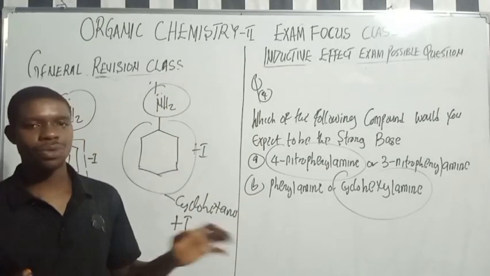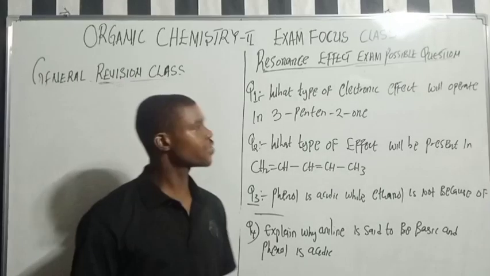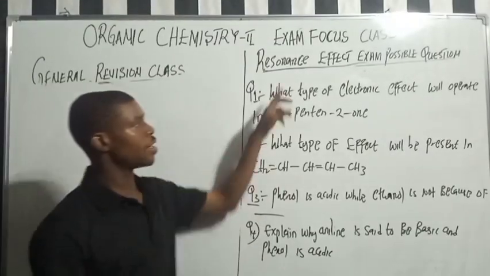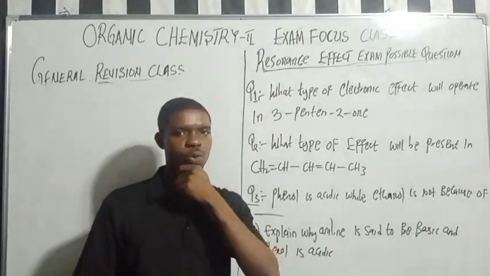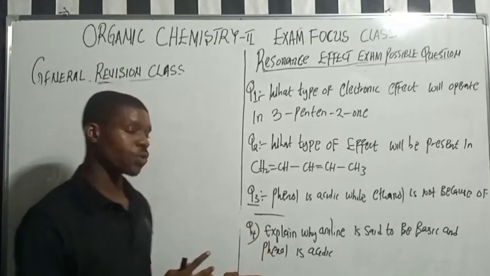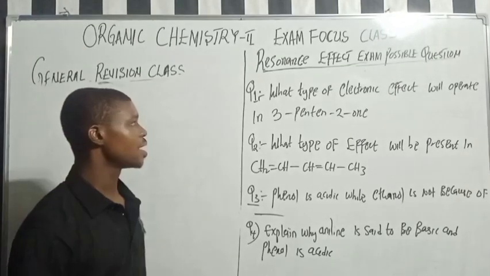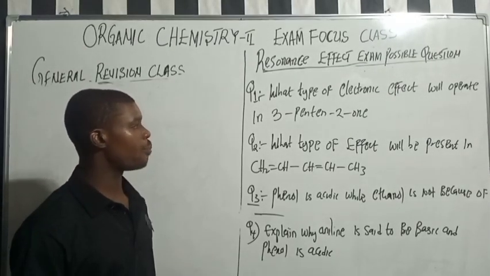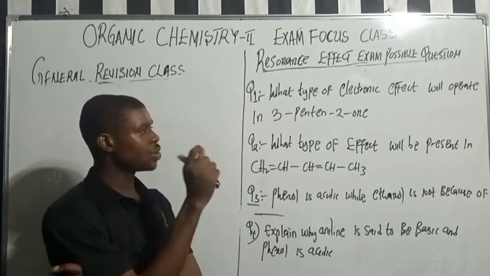So the next one I want to look at is the resonance effect. So let me review the resonance effect, possible exam questions. So these are the type of questions you will likely see in the exam. So I have four questions here which I used to explain the concept. Now, what type of electron effect will operate in the first one?